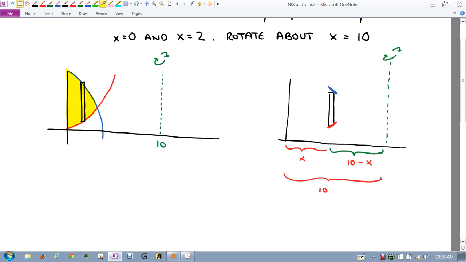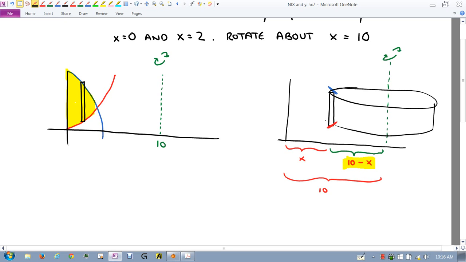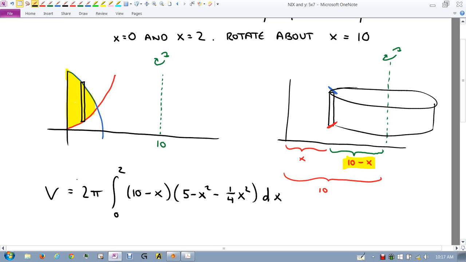So we are interested in this right here, right? 10 minus x. That's our radius. Remember, our shell's going around like this, right? That's why it's our radius. It's going like that around. All right, volume, 2 pi, because we're using shells, 0 to 2, and then 10 minus x. Then the top function, 5 minus x squared, minus the bottom function, 1/4 x squared, dx, whatever that is.